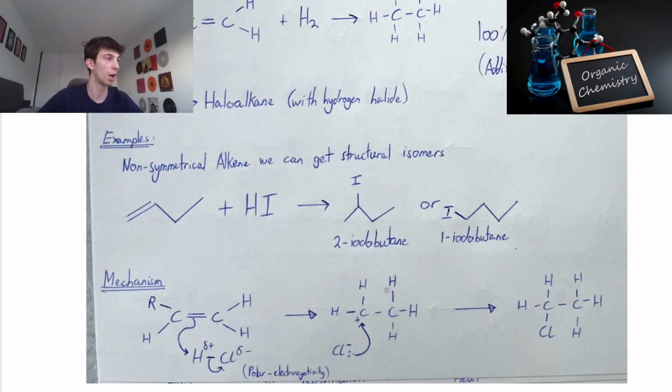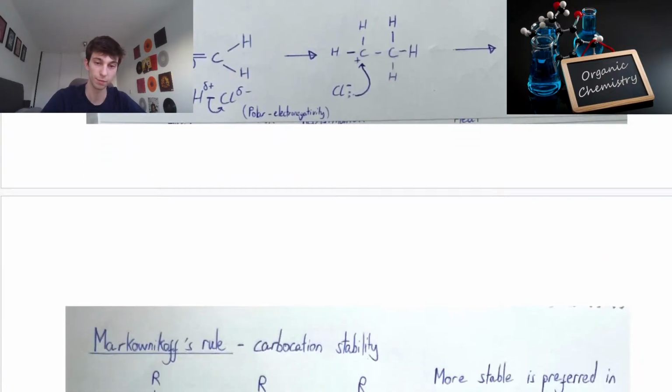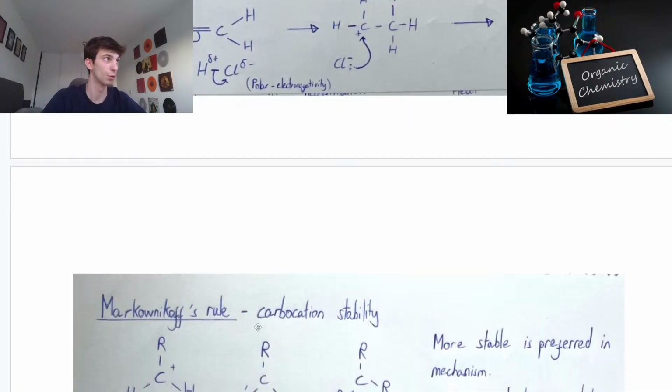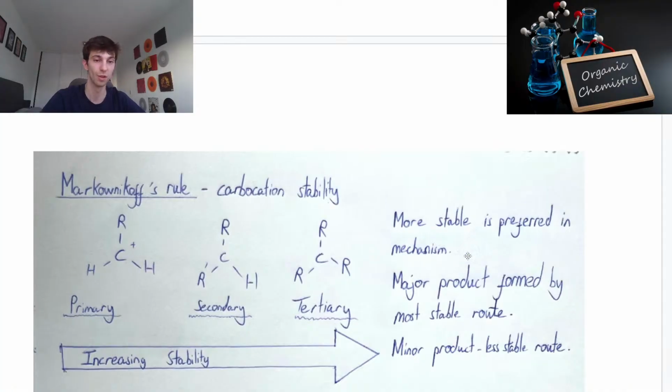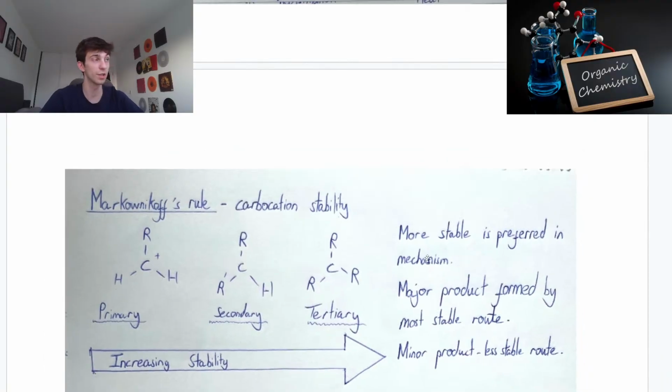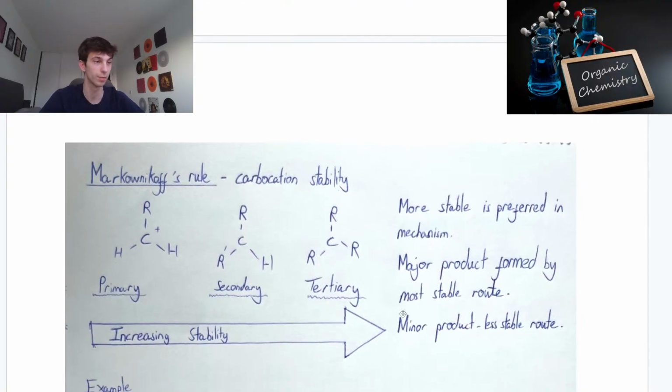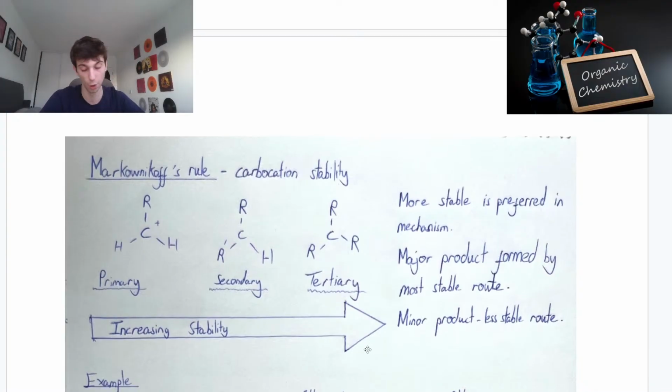Alright, now we're going to talk about carbocation stability, guys. It's Markovnikov's rule, as we know. We have primary, secondary, and tertiary carbocations. As we know, primary is the least stable, tertiary is the most stable. The most stable is always preferred in mechanisms, so that will be the major product. As I said, the major product will always be the most stable route, and the minor product will be the least stable route.